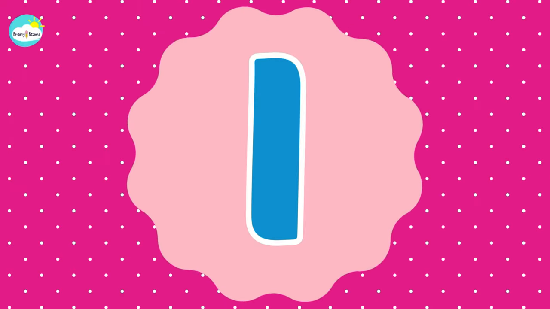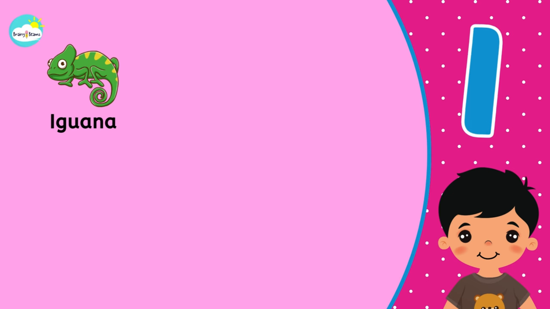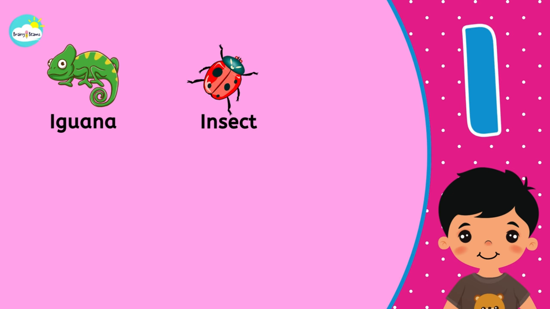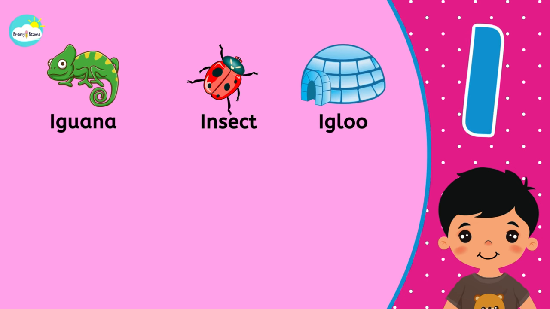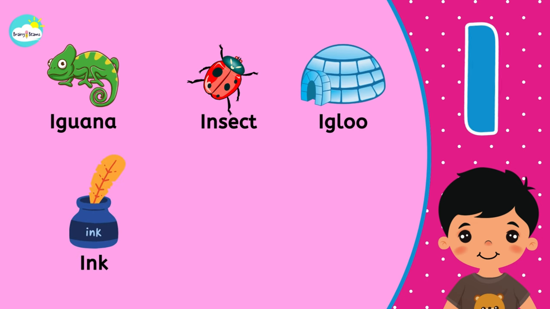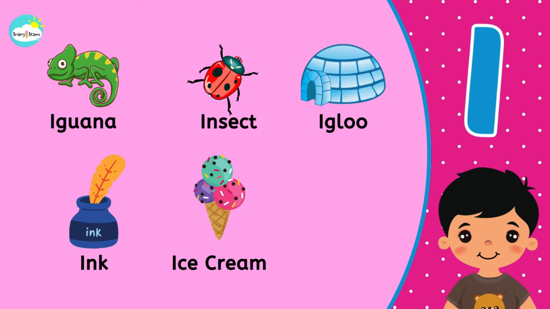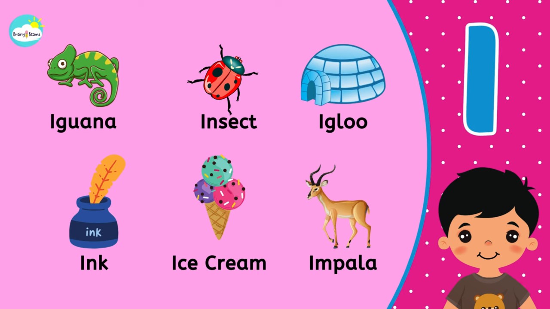I. I is for iguana. I is for insect. I is for igloo. I is for ink pot. I is for ice cream. I is for impala.